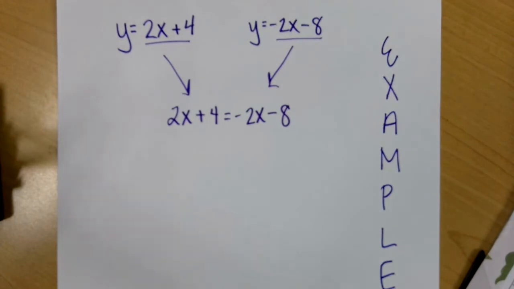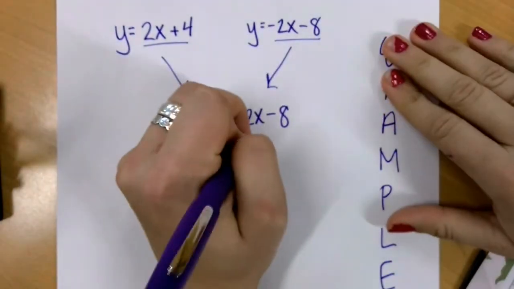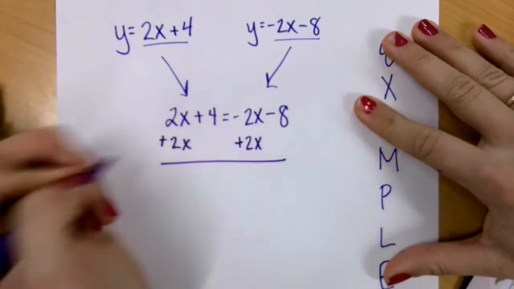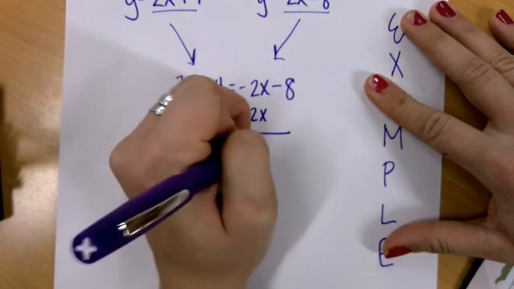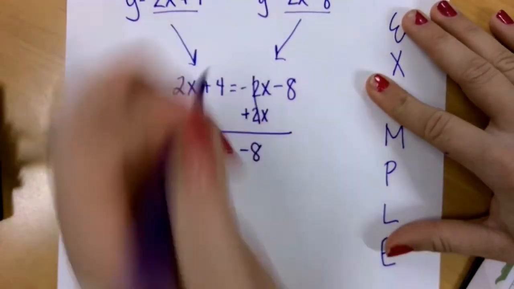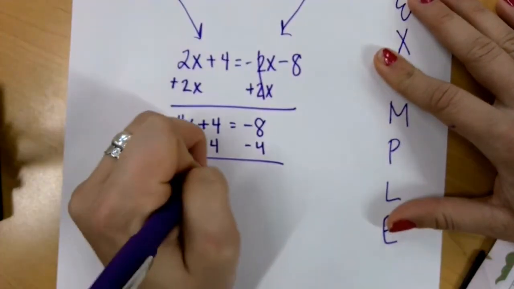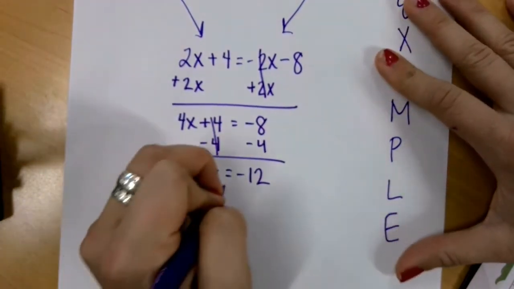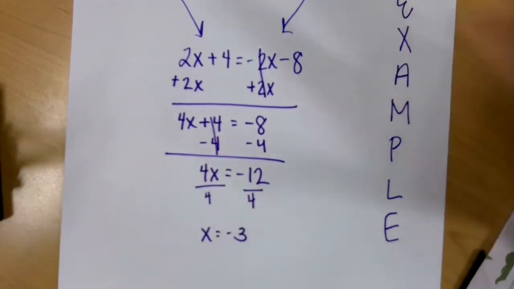Okay, so now this is something I can solve. There's just variables on both sides. So I'm going to get all my x to one side, all my constants to the other. So I get 4x plus 4 equals negative 8, because these cancel out. Minus 4, I get 4x equals negative 12. And lastly, I end up with x equals negative 3.